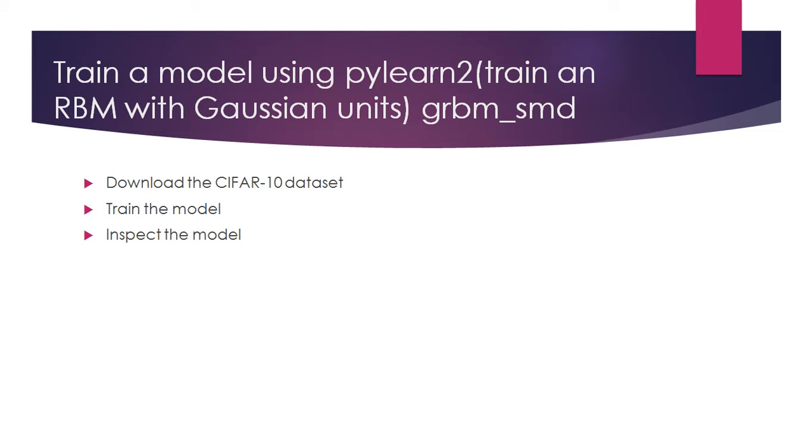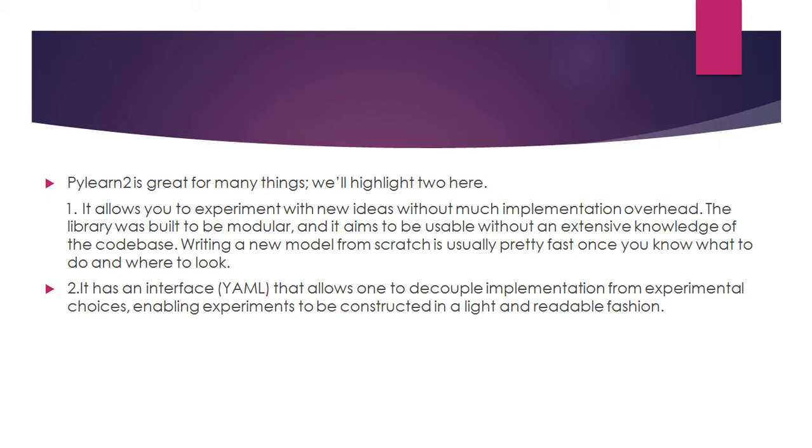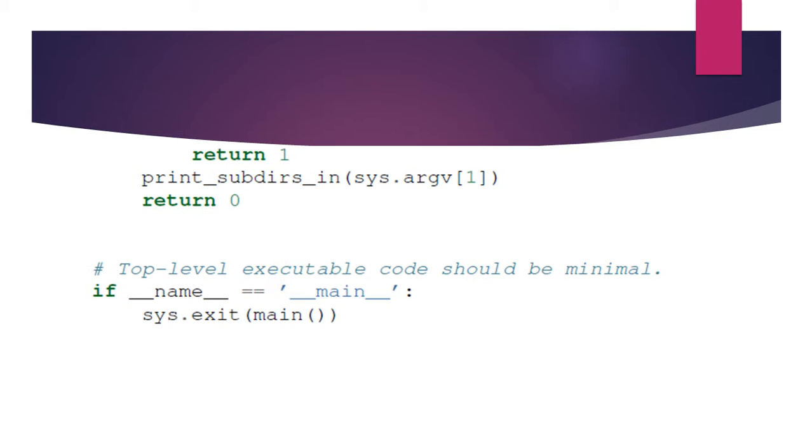Finally, the things we learned from this video: if I'm using Pylearn 2, then there are these three steps: get the dataset, train, and inspect the model. These are the basic steps in every machine learning algorithm. When you build a new model from scratch, that is what we have to look at. That's the basic important thing.